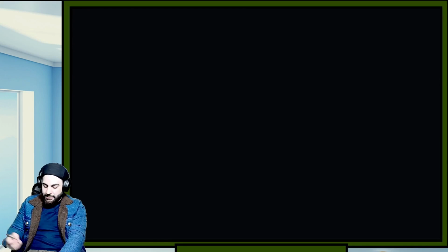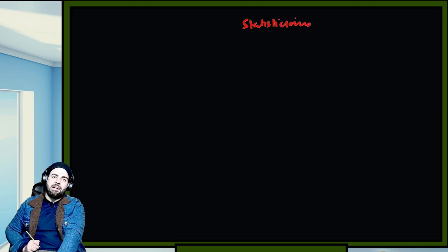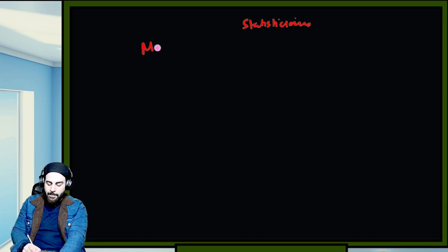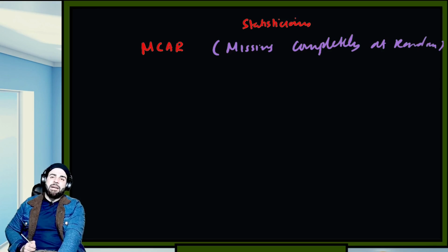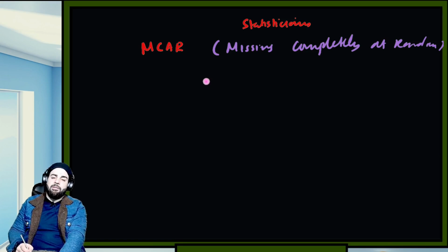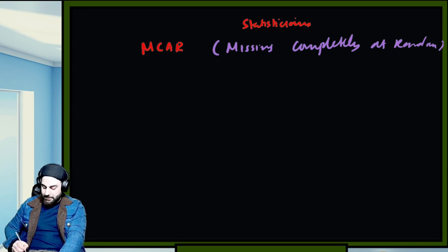Then we said that statisticians, this is a tongue twister for me, statisticians, they have categorized these missing values into 3 categories. The first is MCAR, missing completely at random. So what does this mean? This means that when you have the data and you cannot find any obvious pattern from there, the probability of a value being missing is equal everywhere. So we call that missing completely at random.